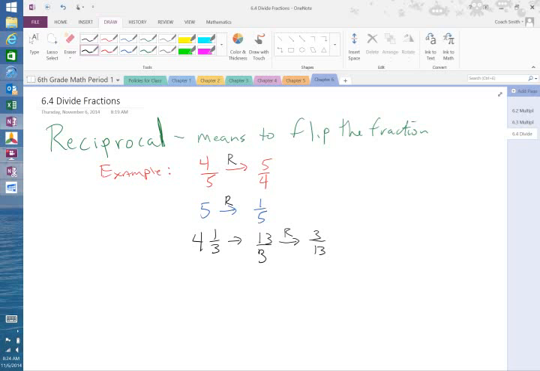We flip it. Yes, Emma? 4 times 3 plus the 1 on top. Okay, so we did this right here. We did 4 times 3, which is 12. 12 plus the 1, which is 13. And then we put the 13 over the 3. That's how we change a mixed number to an improper fraction. Just like with the 5, we converted it to 5/1, and then we did the reciprocal of it. So we flip the fraction.